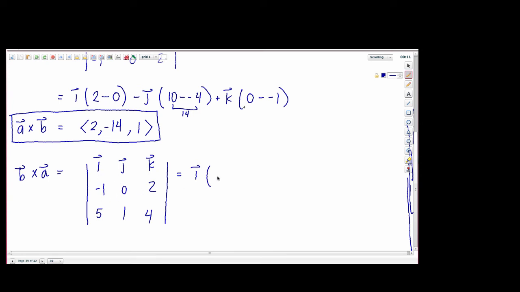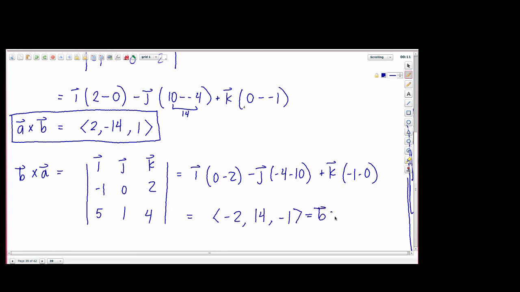i's row and column, so that's 0, minus 2, and then it's minus, so minus j, cross out j's row and column, I get minus 4, minus 10, and then plus k, cross out k's row and column, and I get minus 1, minus 0. So in component form for B cross A, I'm getting minus 2, minus 14, minus minus gives us plus, so minus 2, 14, minus 1 for B cross A.